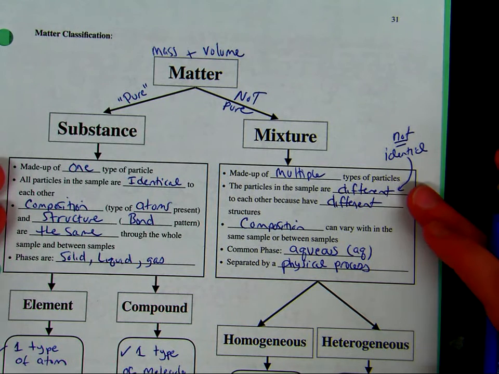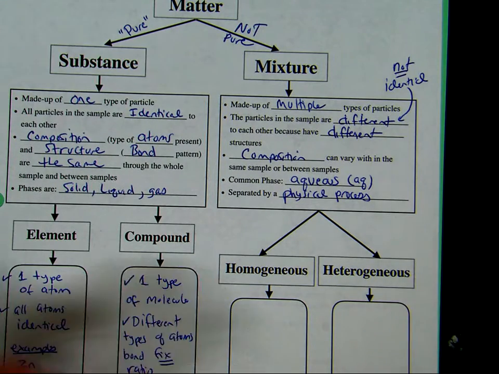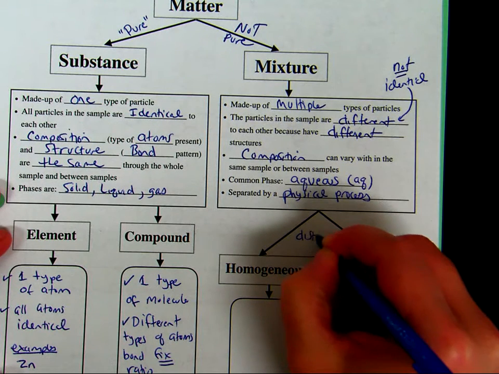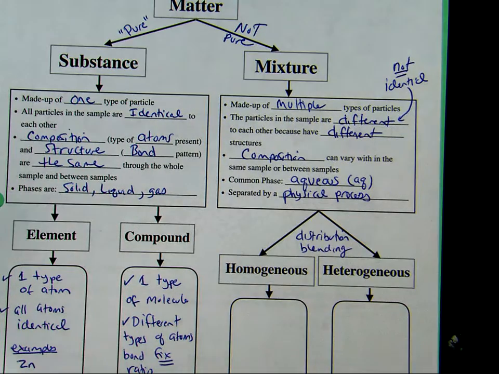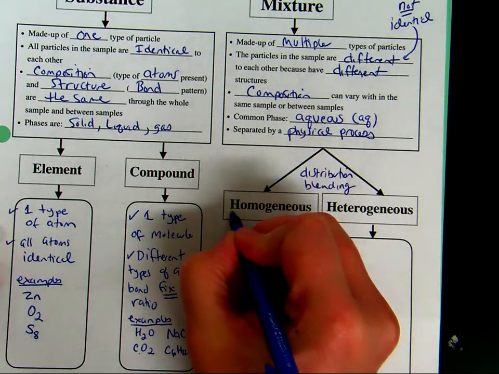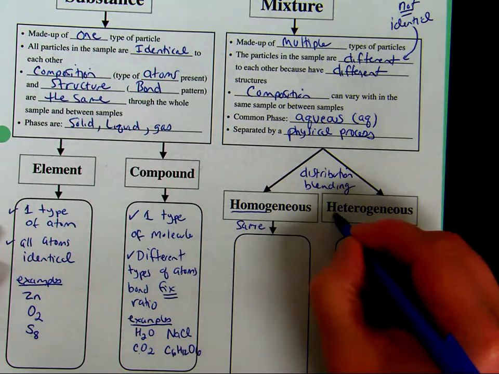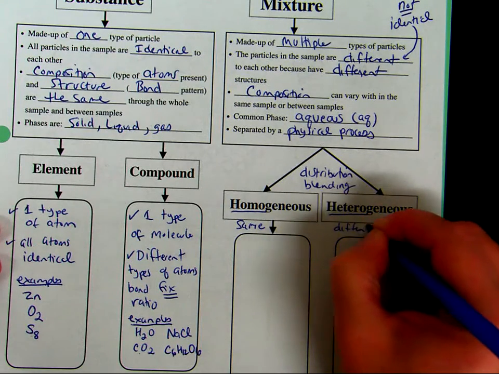Now mixtures, they can be further subclassified with these two fancy words, homogeneous versus heterogeneous. And what this differentiates between is the distribution, or the blending, of the particles. So you should recognize these two prefixes. HOMO entails the idea of same, whereas HETERO represents the idea of different.